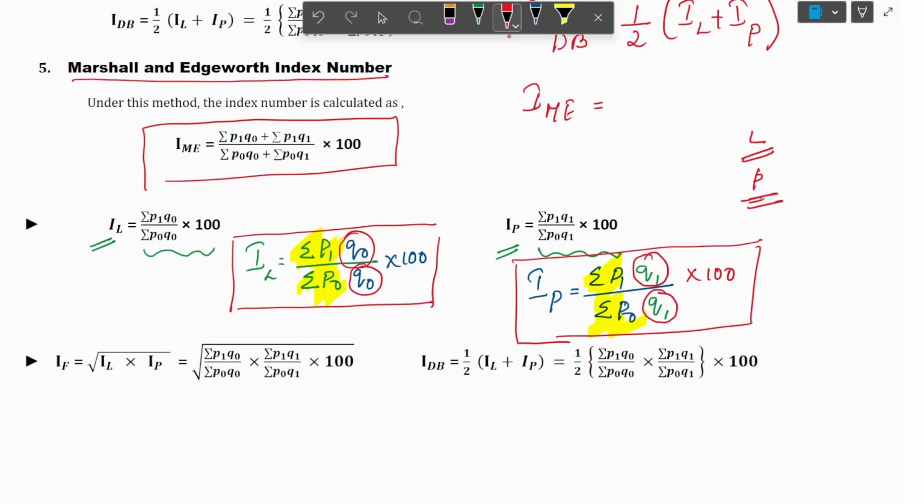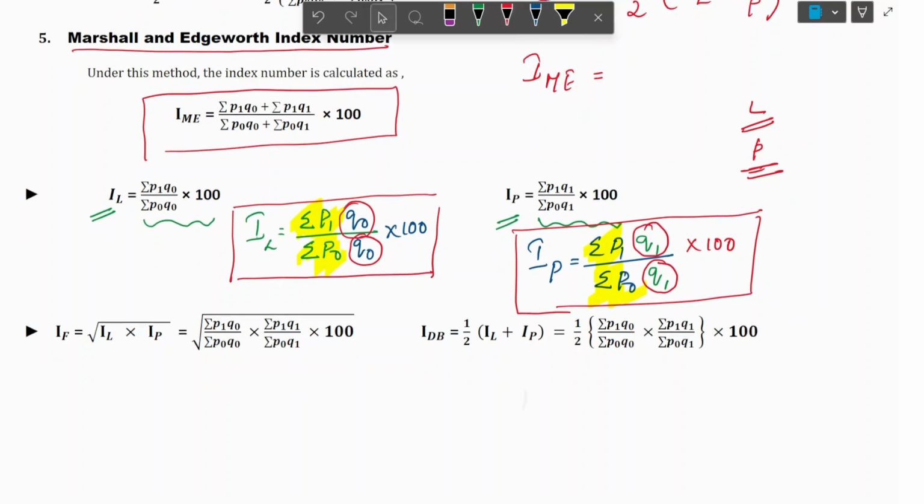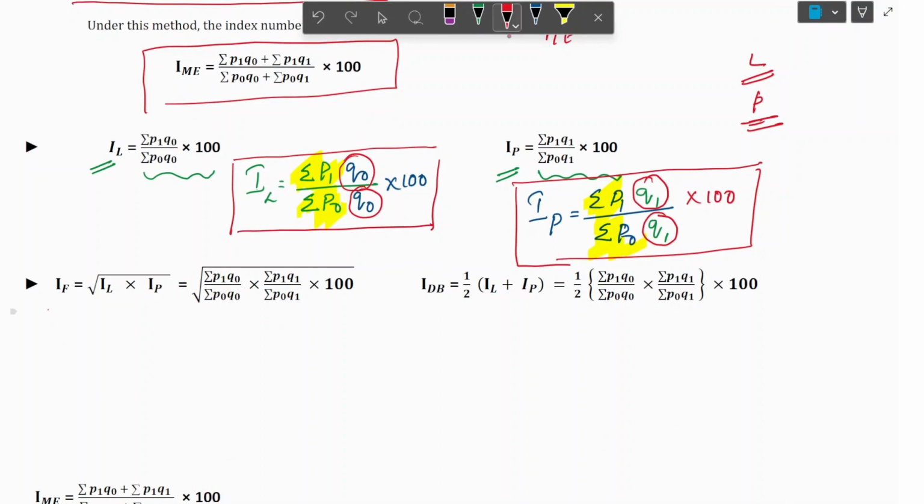Once you learn these two, what are we going to do for the next two? That is Fisher's index number. I suggest that you don't use this formula, and for IDB also don't use this elaboration. What we are going to do, what is your IF? IF is equal to root of IL into IP.